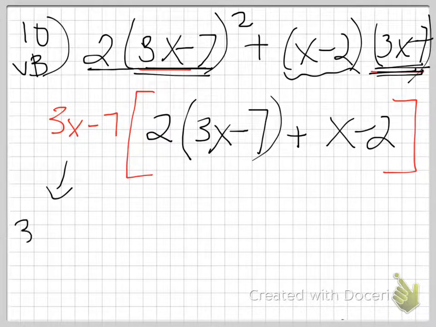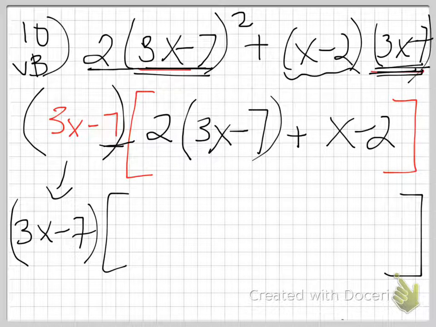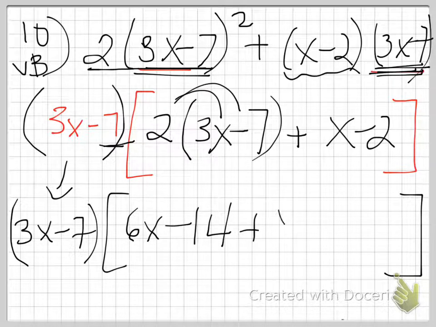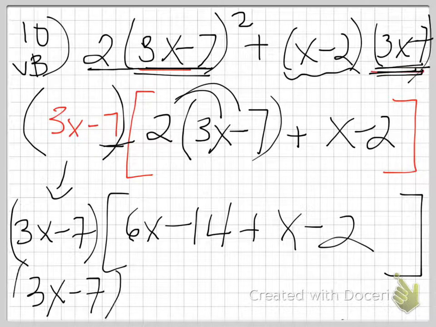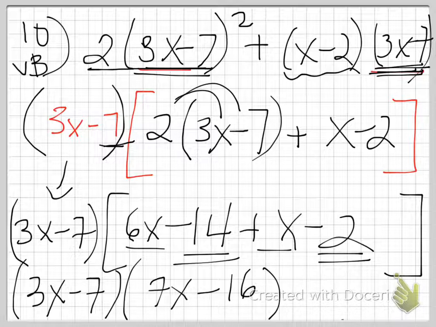So let's bring this down. Let's not forget, remember, you have to have the parentheses. Otherwise, you're telling me to first multiply the 7 to everybody and then 3x later. You don't want to do that. So you need the parentheses. See, I almost forgot it too. So now I'm going to distribute this. So 6x minus 14 plus x minus 2. And I could simplify that. So 6x plus x is 7x. Negative 14 minus 2 is negative 16. And there's my complete factorization.